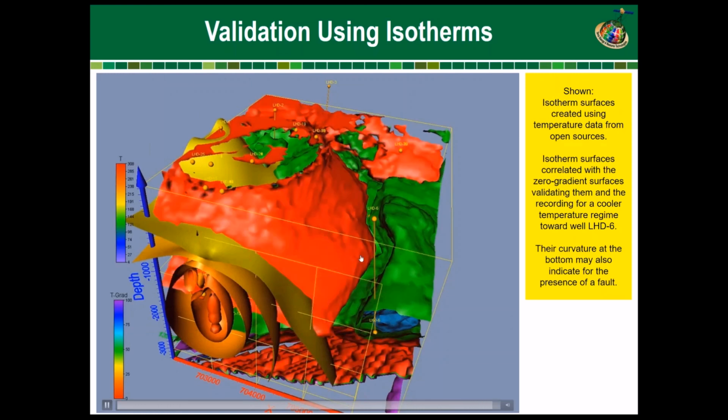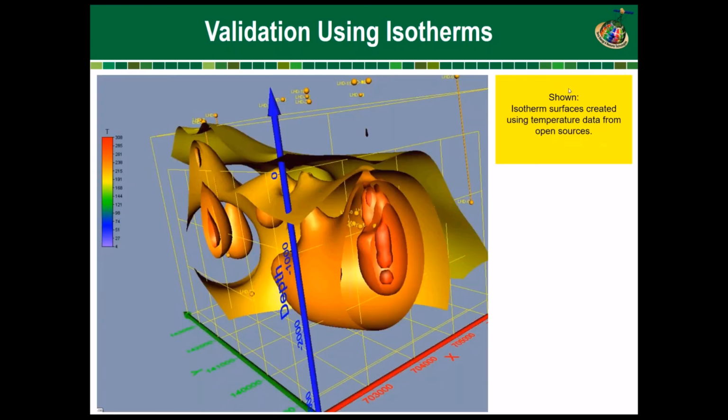We already noticed that LHD6 was a conductive well. It was not a part of a convective or geothermal reservoir or a zone of geothermal interest. So this is very interesting. These surfaces also curve a little bit, and this curvature may indicate, or validate, this fault plane. So let's take a look at the images one more time.